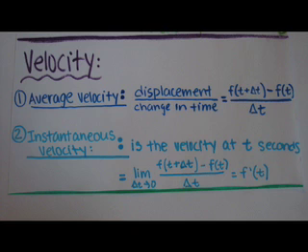There are two main equations associated with velocity. The first is the equation to find the average velocity. To find the average velocity, use displacement over the change in time. The second equation is to find the instantaneous velocity. The equation listed above uses limits, but you could also just find the derivative of the equation f of t and then plug in your time value.